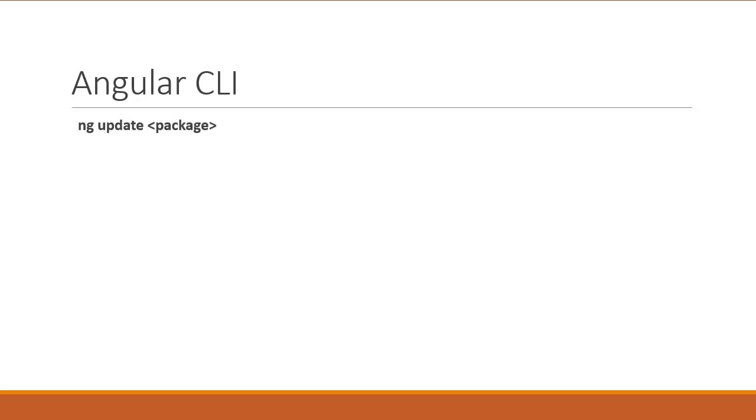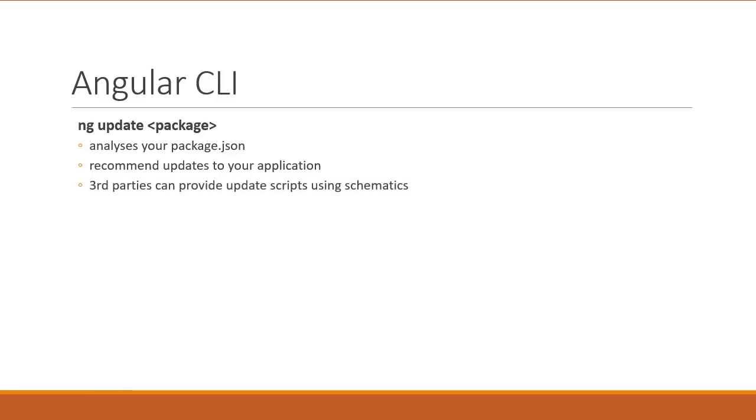Now, ng update is a new CLI command that analyzes your package.json and uses its knowledge of Angular to recommend updates to your application. The command will help you adopt the right version of dependencies and keep your dependencies in sync. Also, third parties can provide update scripts using what are known as schematics.